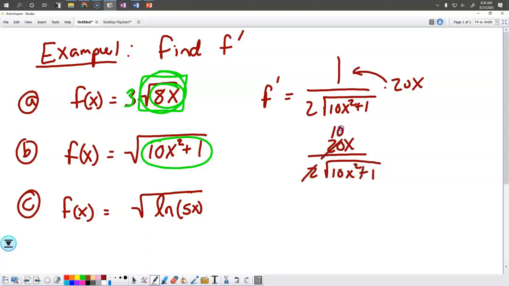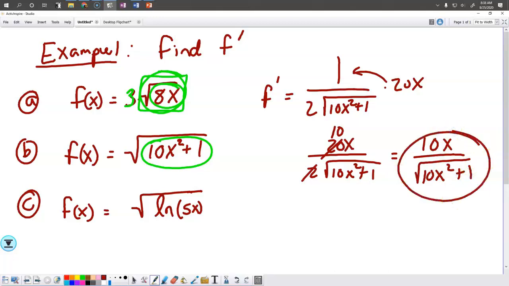2 goes into 20 10 times. So there we go. All right. So just apply the shortcut and multiply it by the derivative of the inside.